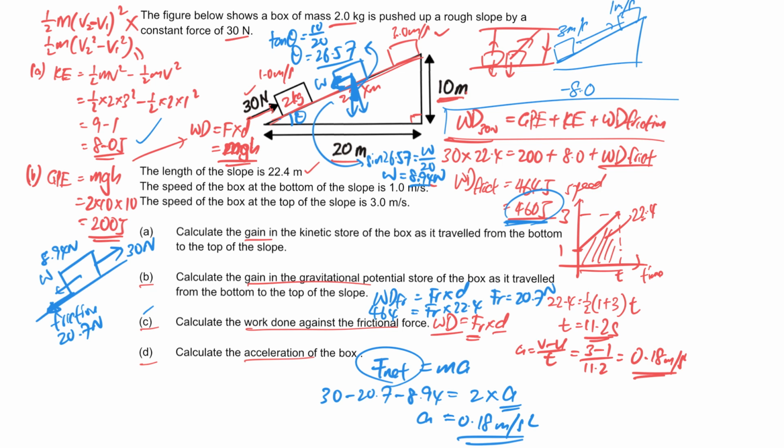Just to add on, in case some of you ask, why is it that when we are doing this, there's no need for you to find this component of the weight? Because when we find your mgh here, we have already taken into account the weight. So there's no need for you to resolve. But for this case, yes, you are going to find all the forces acting along this direction. That's why you need to resolve. All right, I hope you understand this question now. Thank you.